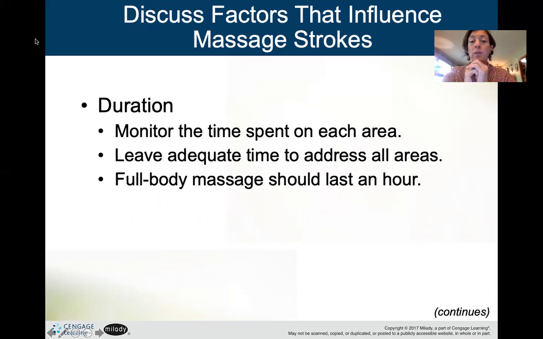Duration can mean two different things. It can mean the amount of time you did one stroke on one muscle, or the amount of time you spent on the muscle doing a variety of strokes. And this will matter how long you go. Like I said, I don't know if everyone heard me yesterday, but 2 minutes is about as long as you want to work on one muscle at a time.